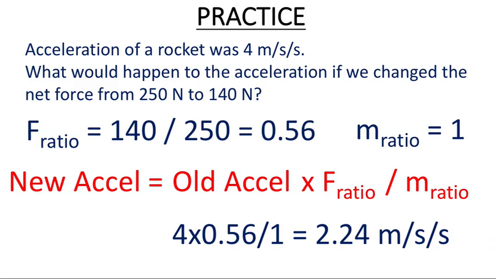The next question about a rocket has a force ratio of 0.56, a mass ratio of 1, and when we plug it into our formula, we get a new acceleration of 2.24. Notice this is about half the acceleration of the original system.